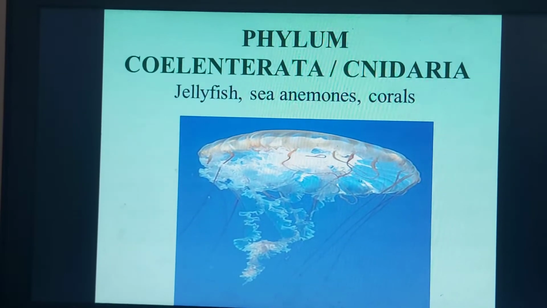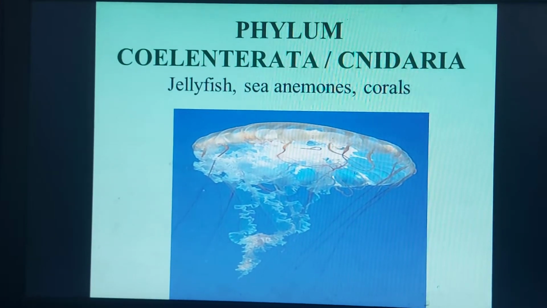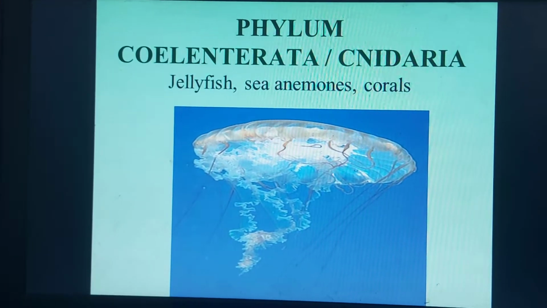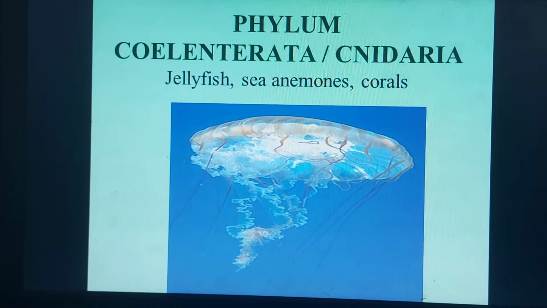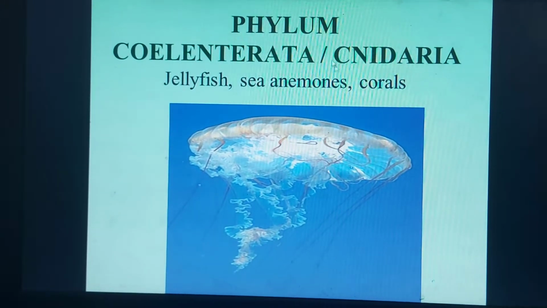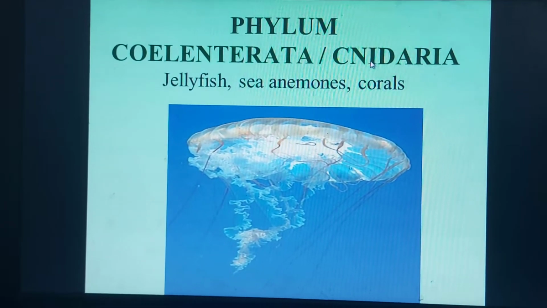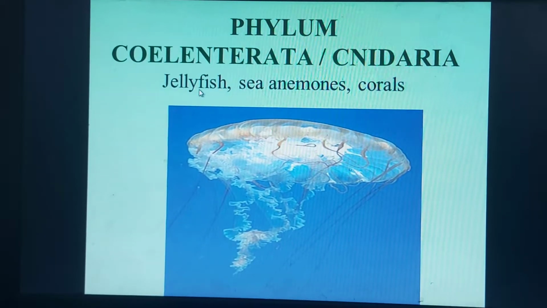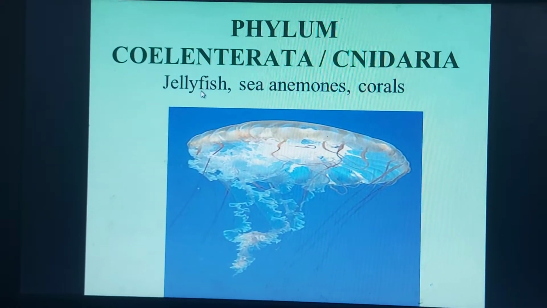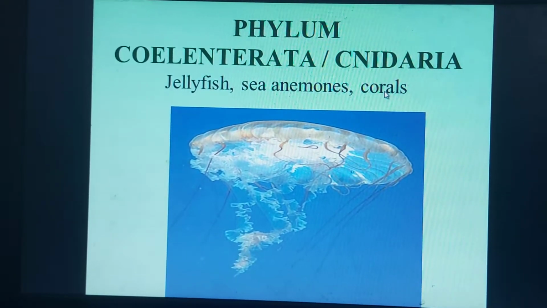Hello students, so today we are going to start with your phylum Coelenterata. The phylum Coelenterata is the second phylum of your kingdom Animalia, and this phylum is also commonly known as the Cnidaria, where C is silent in the spelling of this word. Then the common organisms which belong to this phylum are jellyfish, sea anemone, and the corals.